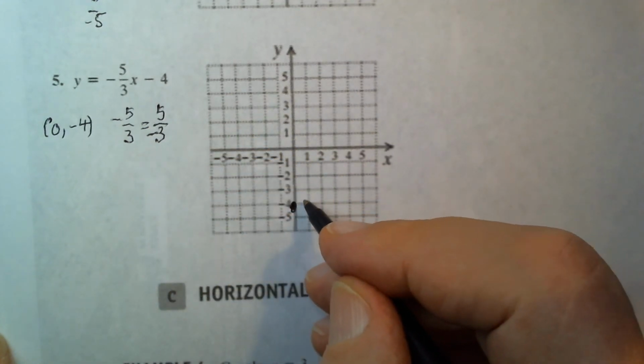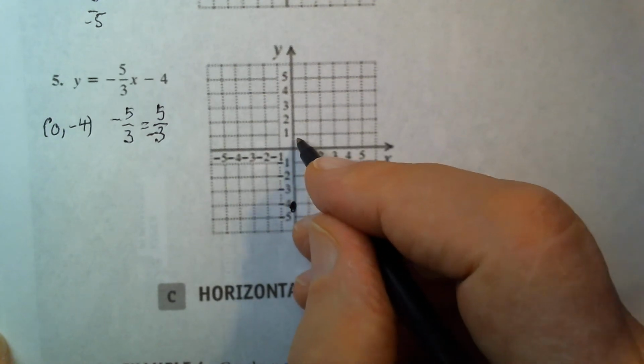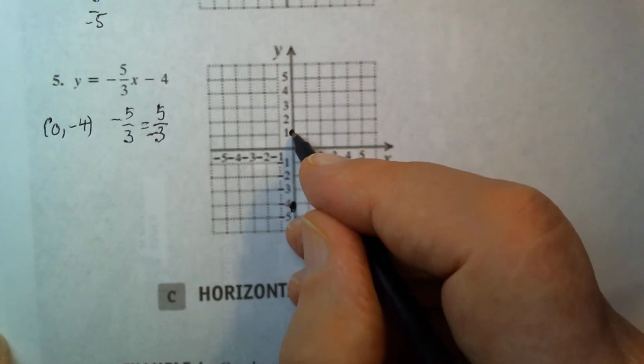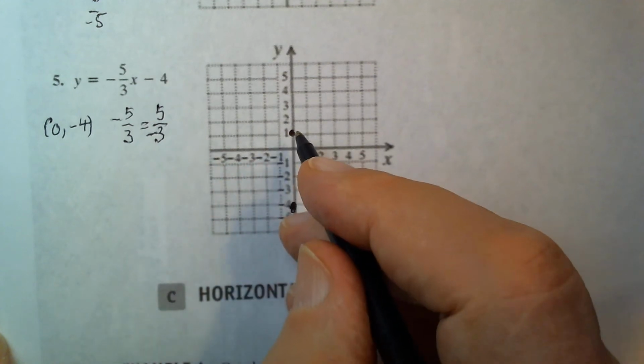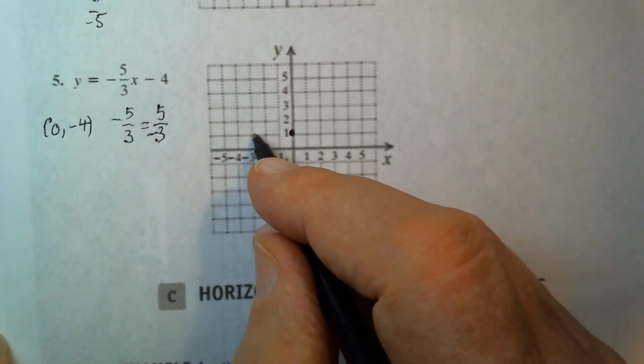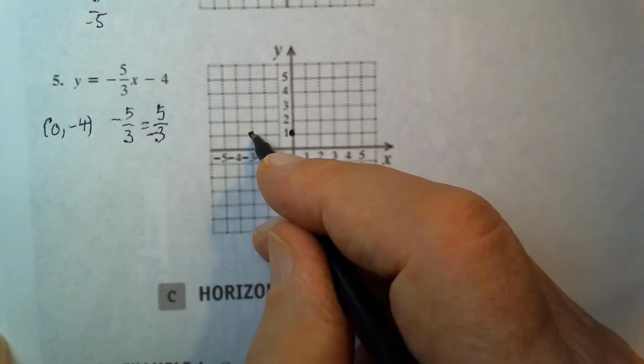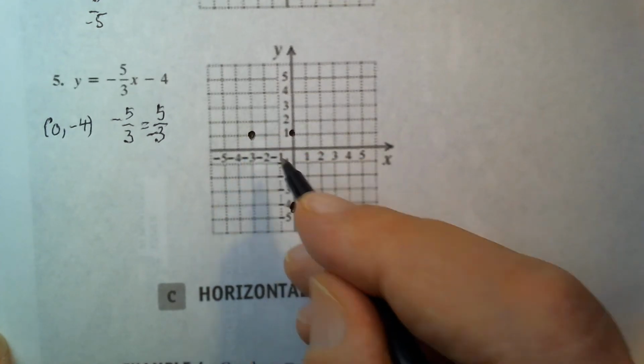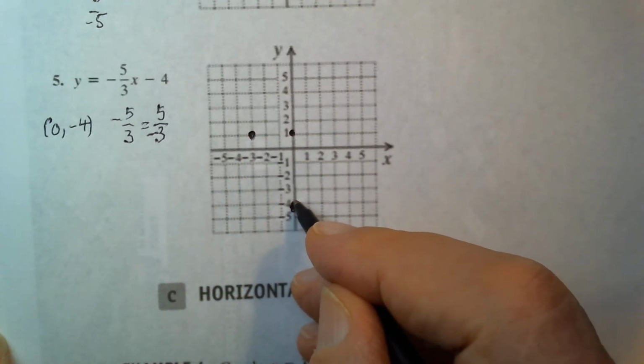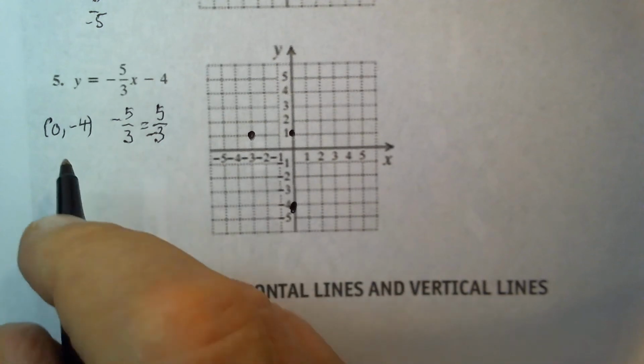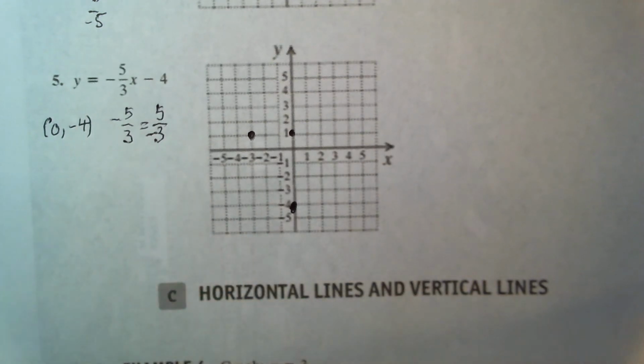Because now we go up 5, 1, 2, 3, 4, 5, it gets us to this point. And minus 3 means we go 3 to the left, so minus 1, 2, and 3. So here's our second point. So now all we need to do is to connect these 2 points here. And that'll be the graph of y.